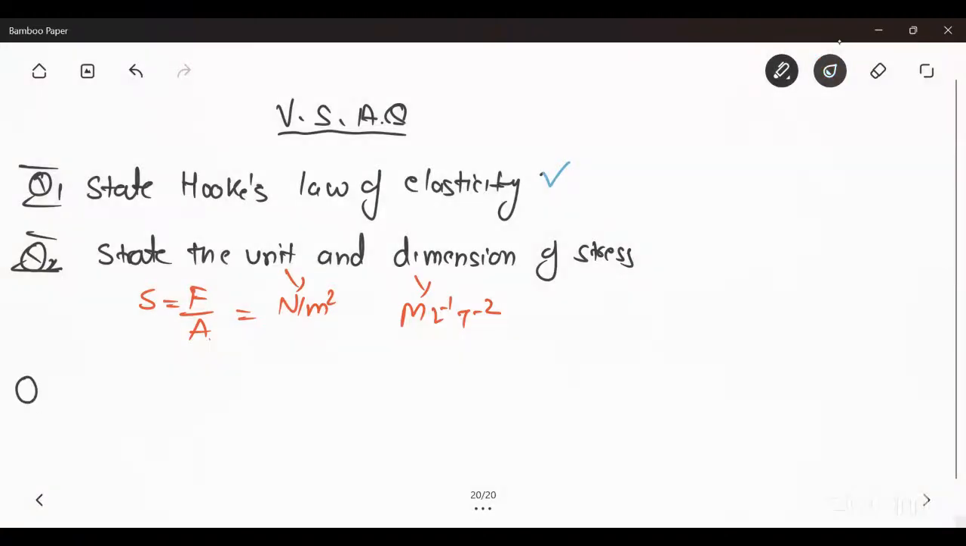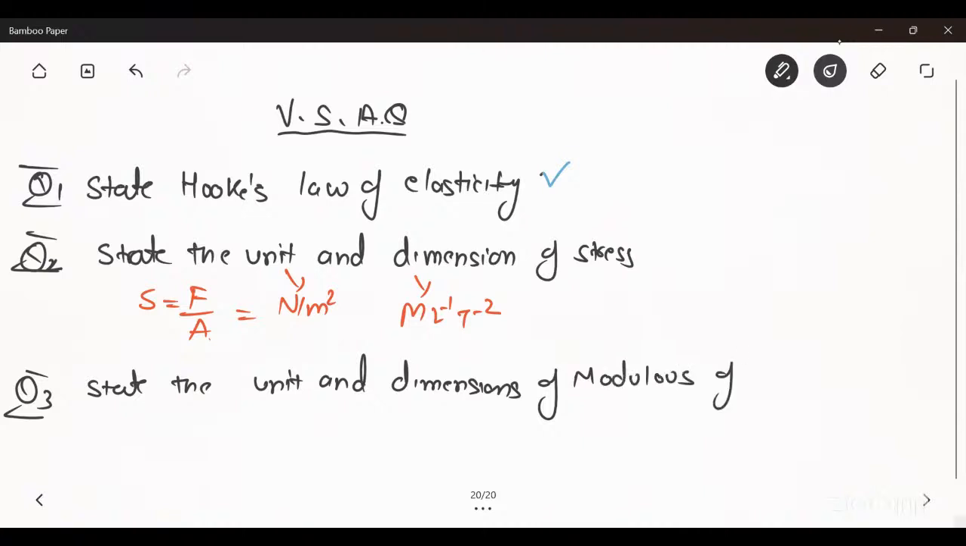Now the third question: state the unit and dimensions of modulus of elasticity.